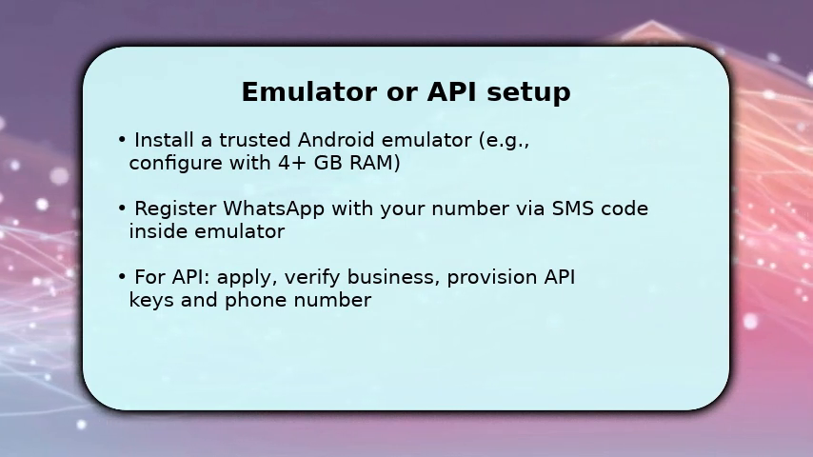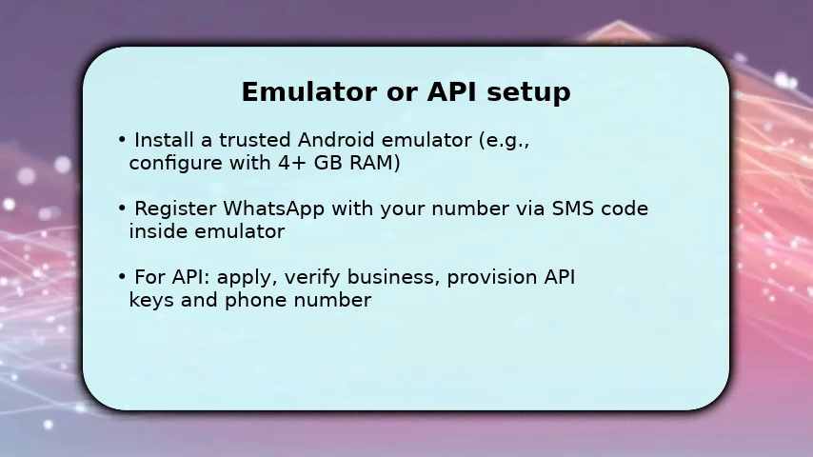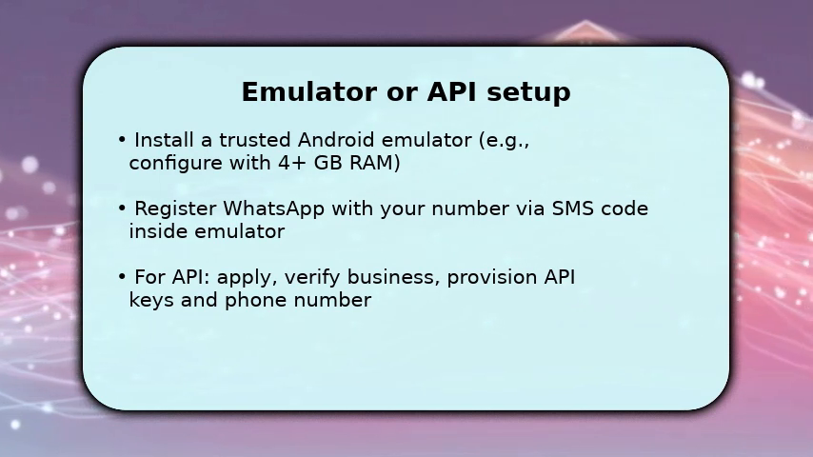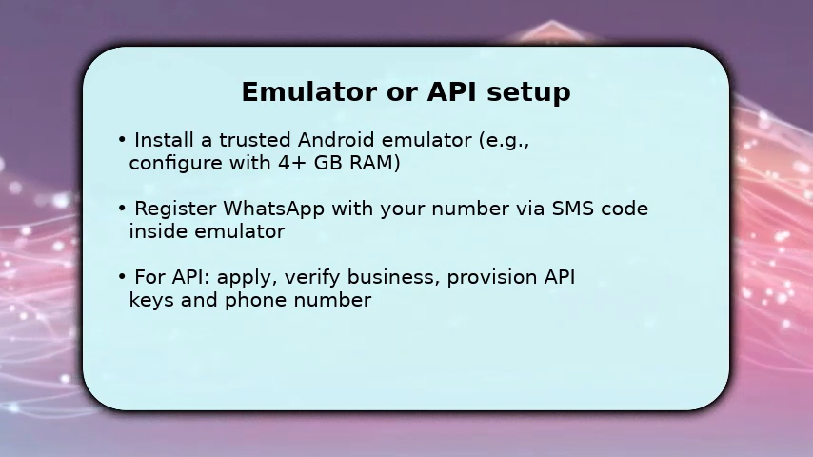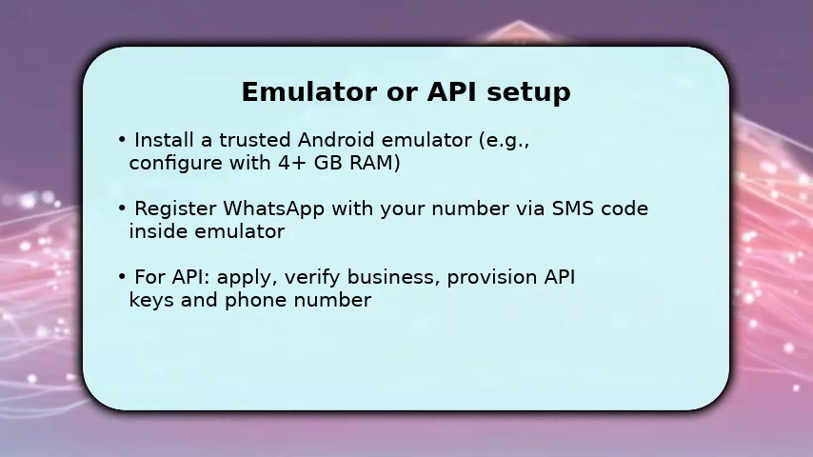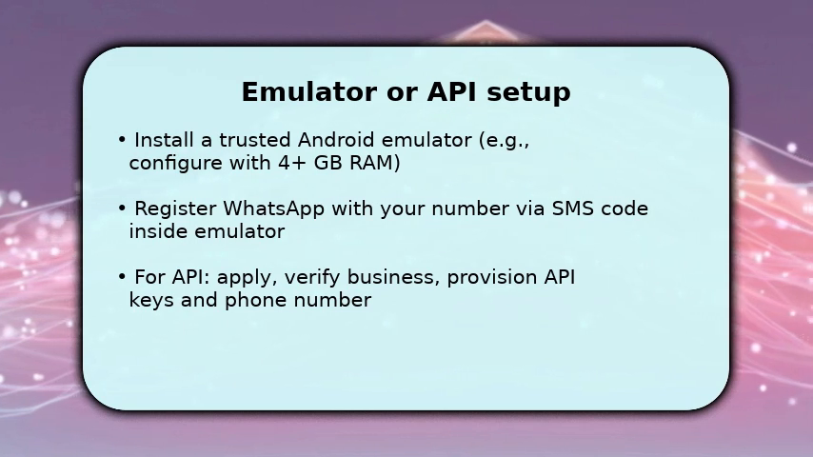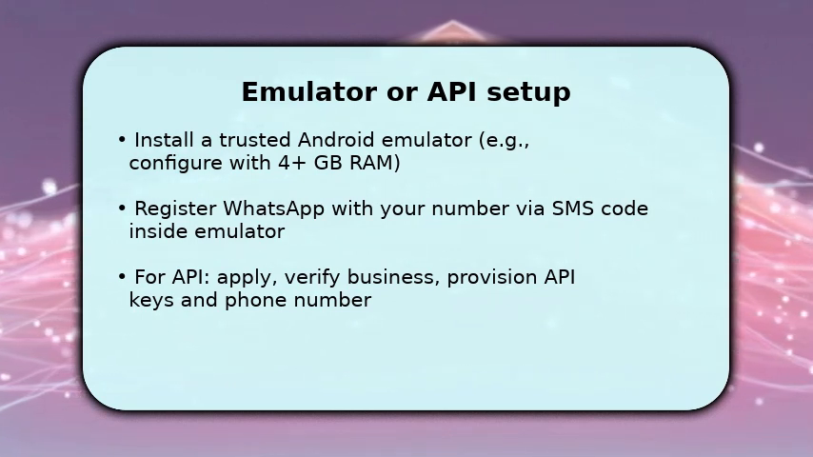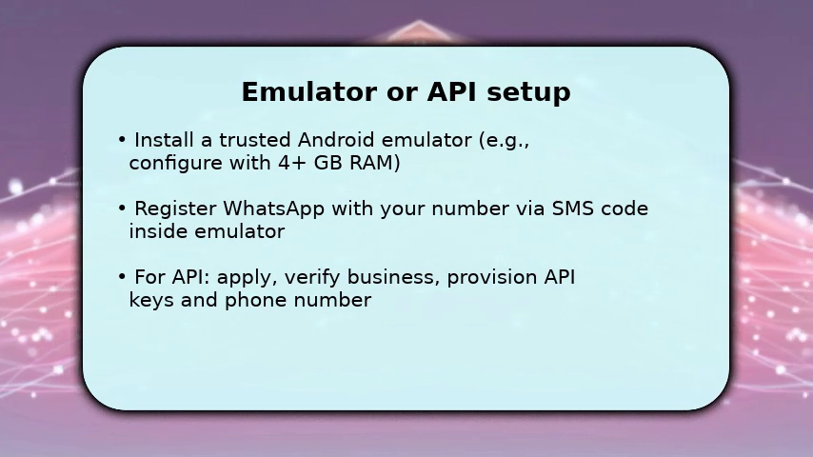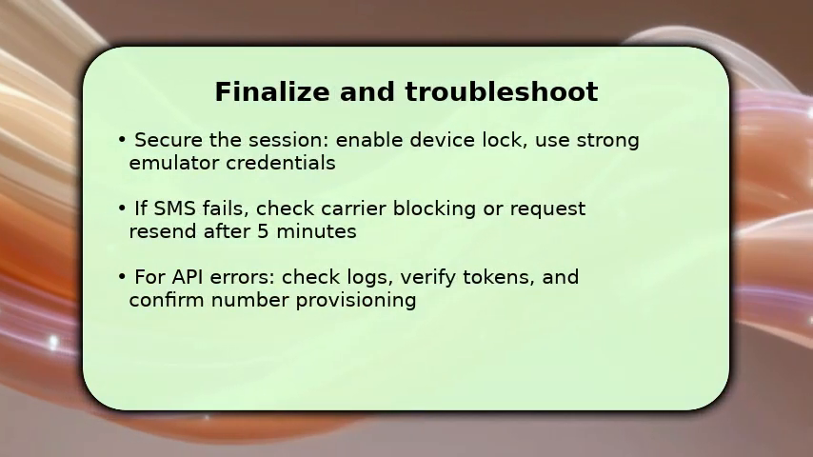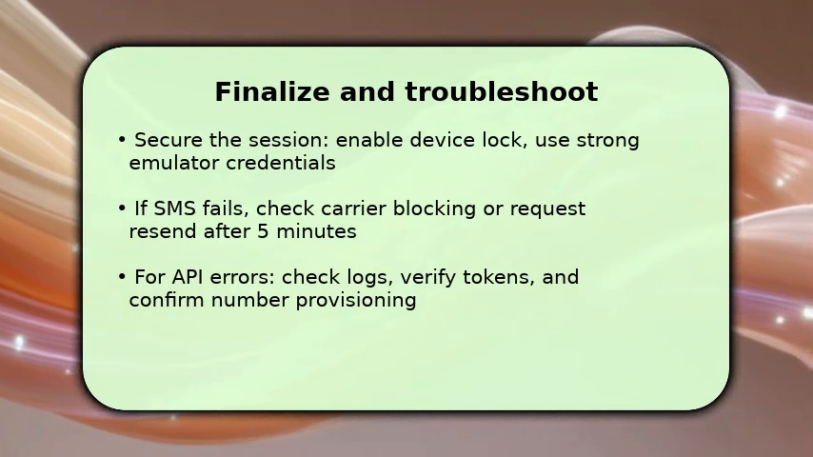If using the business API, follow registration, complete business verification, then provision your number and API keys. Once provisioned, you can send and receive messages via a server endpoint. Both routes let you operate. Finish by securing the environment. Set emulator locks or harden your API keys and restrict access.